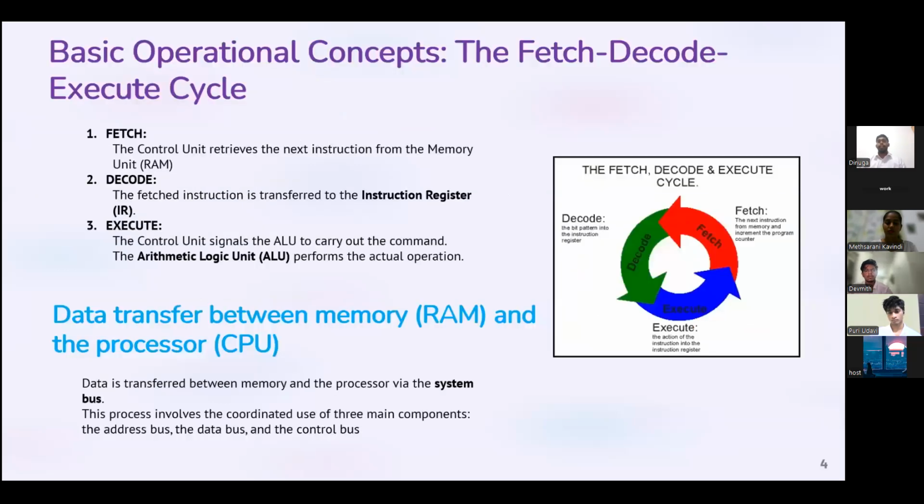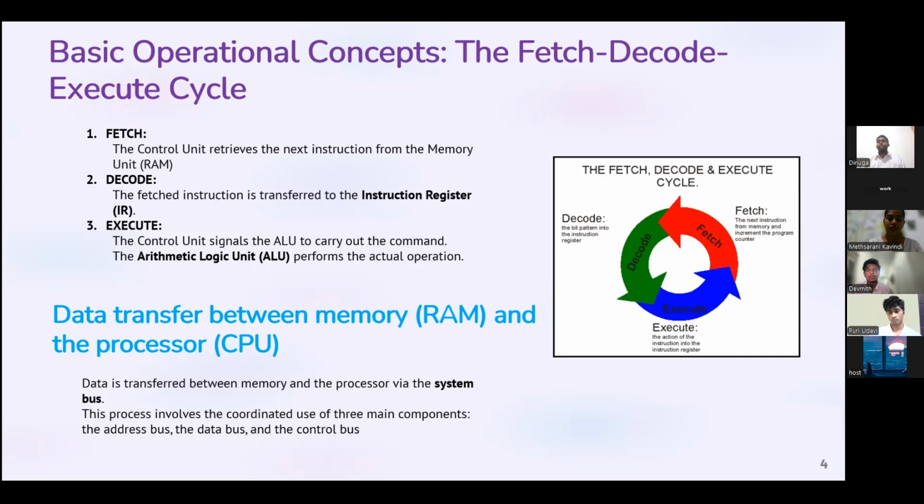The next slide is the processing cycle and data transferring. The computer processes data through four steps. The first one is input, second is process, third is output, fourth is storage. The CPU uses the fetch, decode, execute cycle to run instructions. Fetch is when the control unit retrieves the instructions from memory. Decoding is interpreting the instruction in the register. Execute is when the ALU carries out the operation.